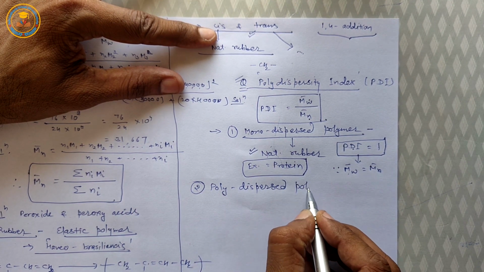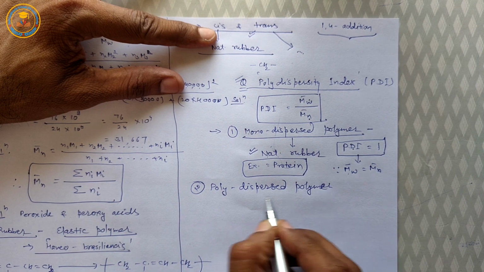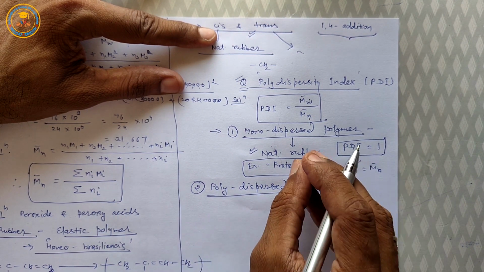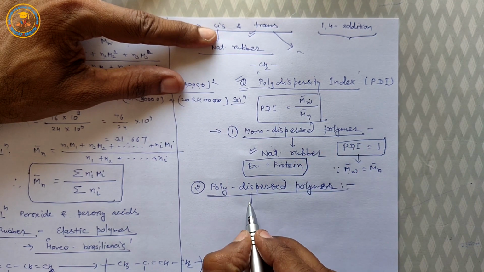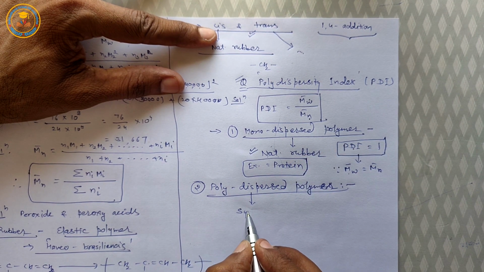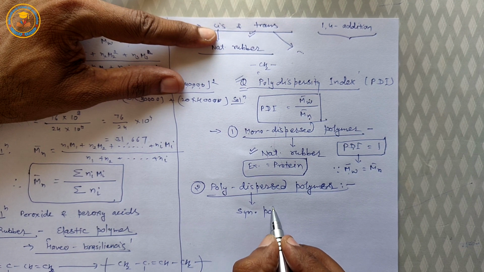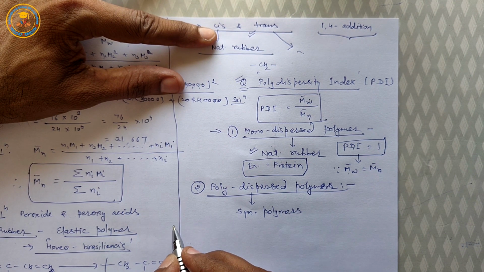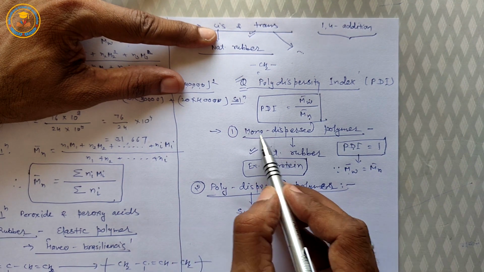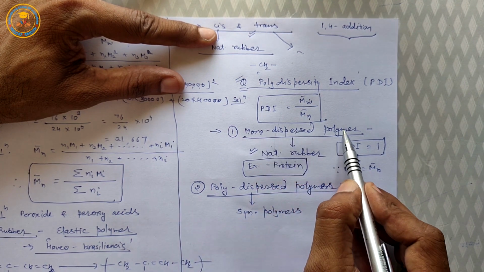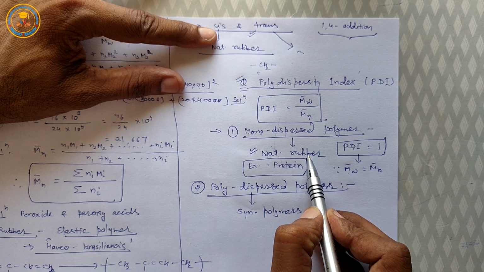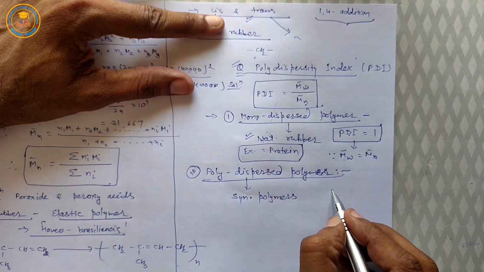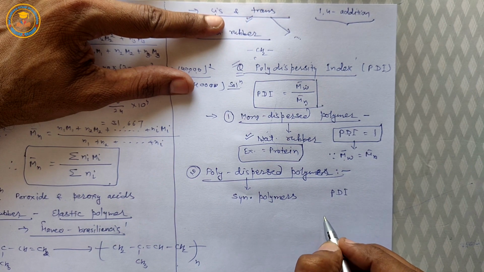Polydispersed polymers are synthetic polymers. Very, very important. But monodispersed polymers are natural rubber. Very important. And here the PDI value is very, very important.